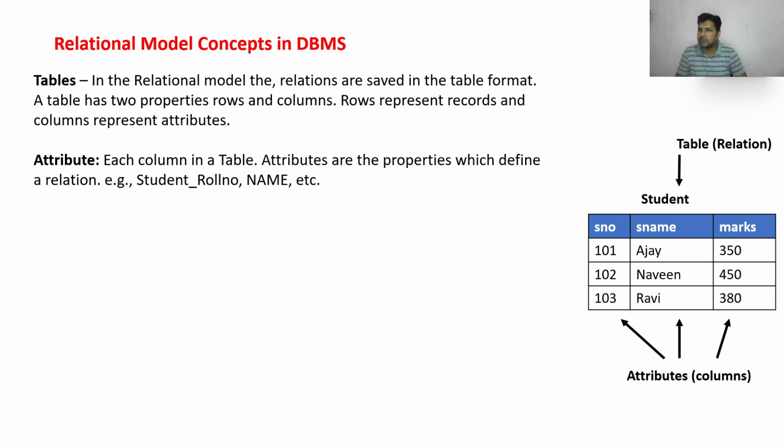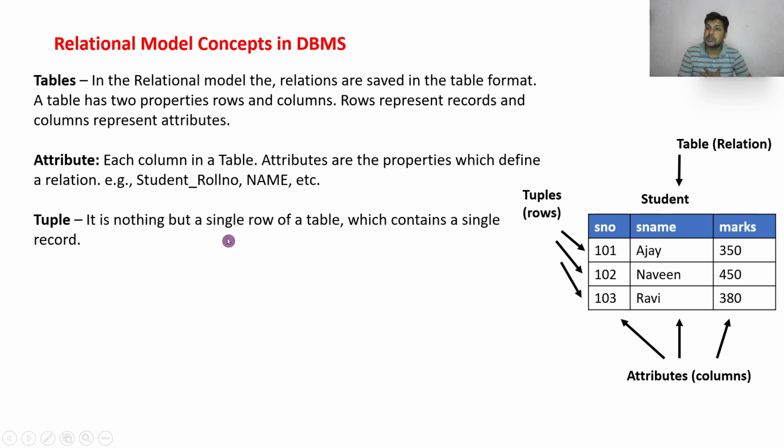For example, if I say the employee relation, again a relation is a table. Then what are the properties? Employee name, employee number, employee mobile number, department, employee address, employee phone number. All these come under properties, and again they are represented in the form of attributes, like serial number, S name. So attributes are nothing but columns.